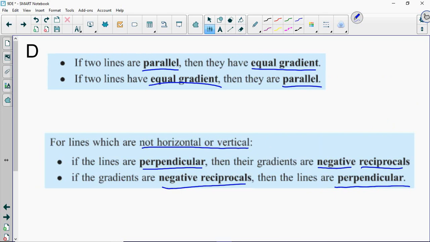All right, for now, that's all I have to say about parallel and perpendicular lines. It's going to come back later in the video, so don't forget about it.